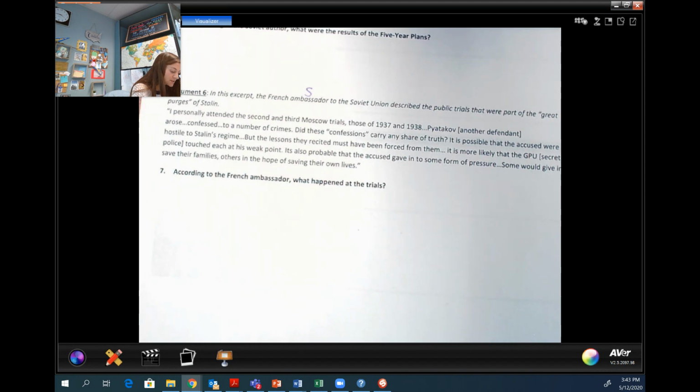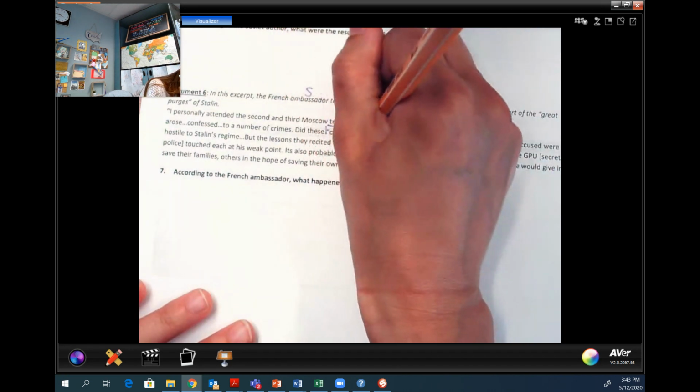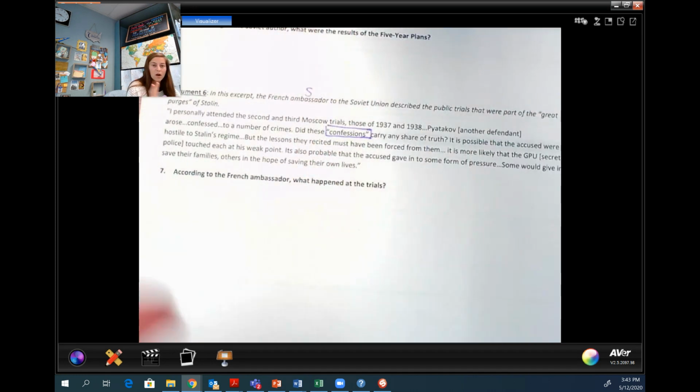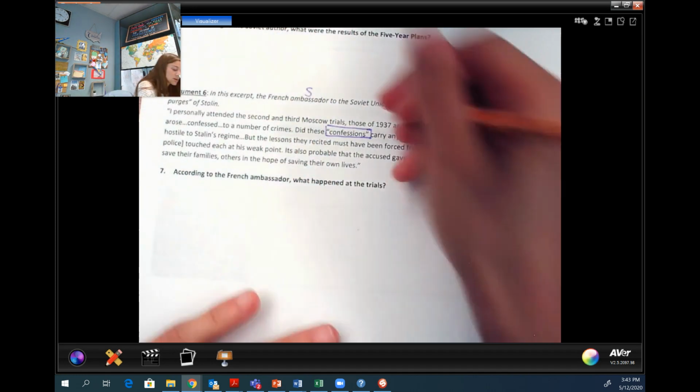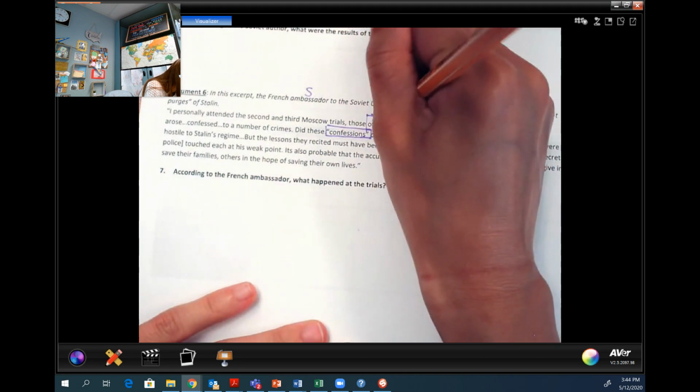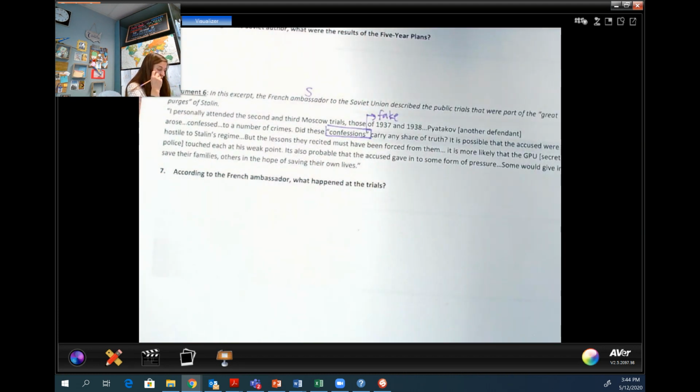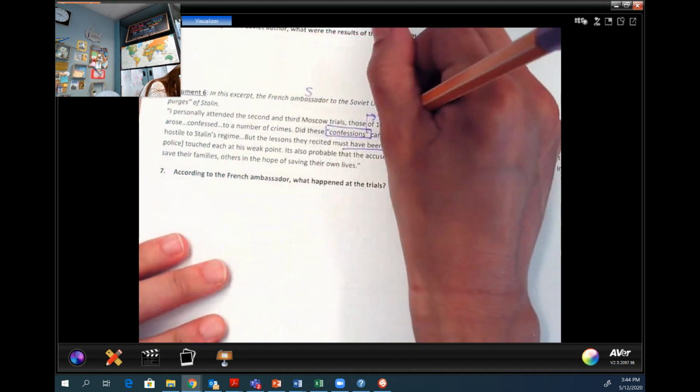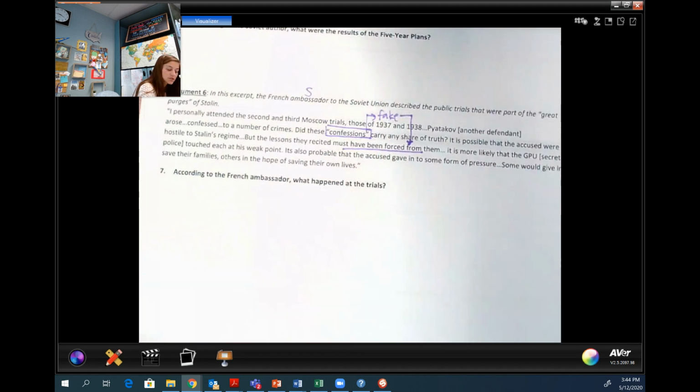Pyatakov, another defendant, arose and confessed to a number of crimes. Did these confessions, so fake, carry the truth? It is possible that the accused were hostile to Stalin's regime, but the confessions they recited must have been forced from them. So the reason why they're fake, you guys, is because these confessions are forced.